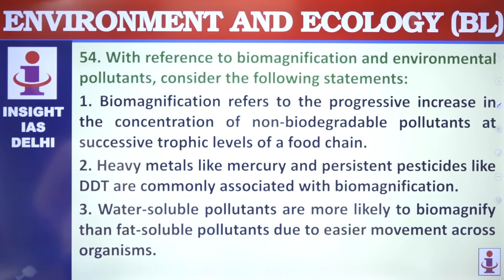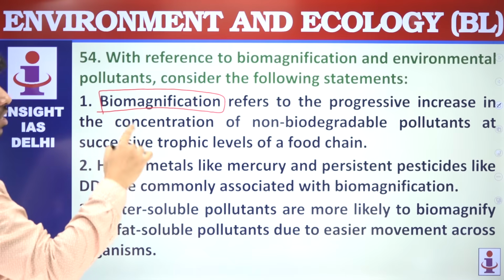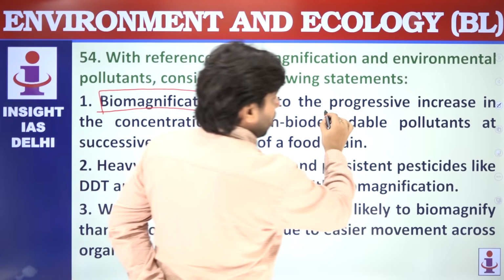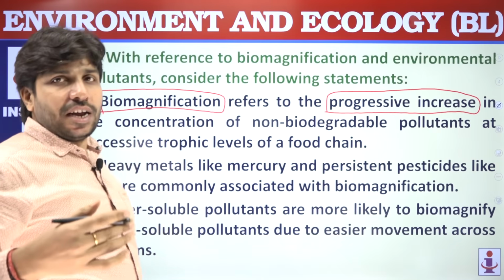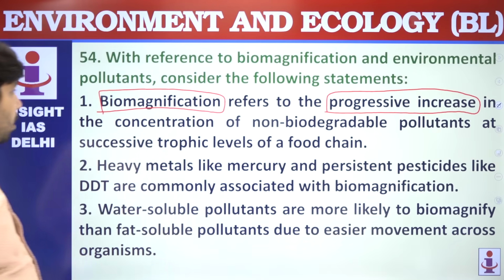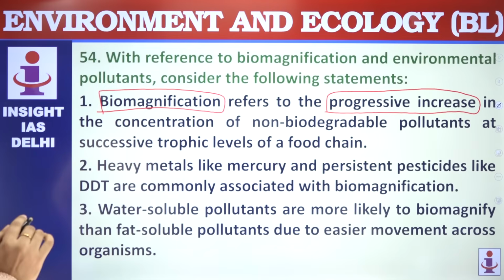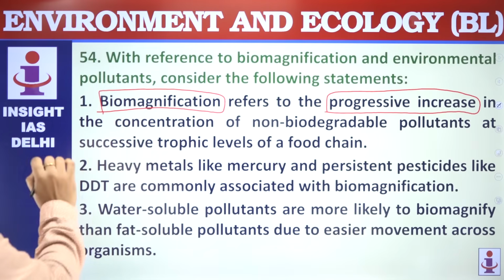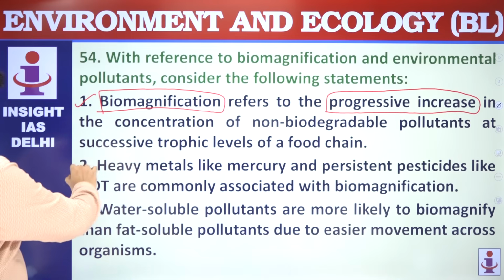Environmental pollutants. Biomagnification. Progressive increase means the pollutant content is increasing, magnifying. That is called biomagnification. Three statements are given and the question is asking how many are correct. So first one is correct. Heavy metals like mercury and persistent pesticides like DDT are commonly associated with biomagnification. Yes, this one is also correct.